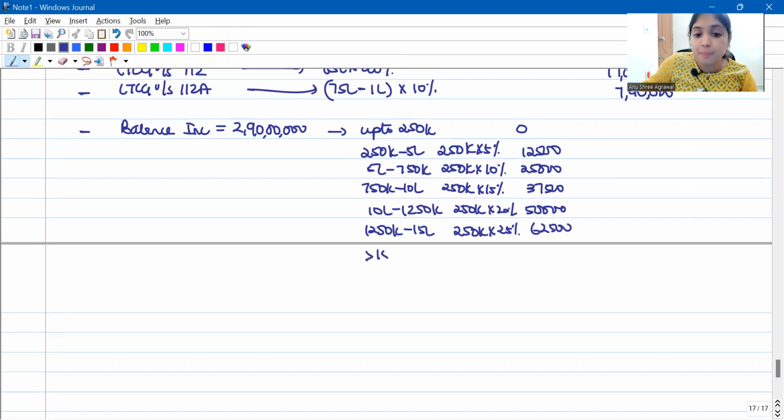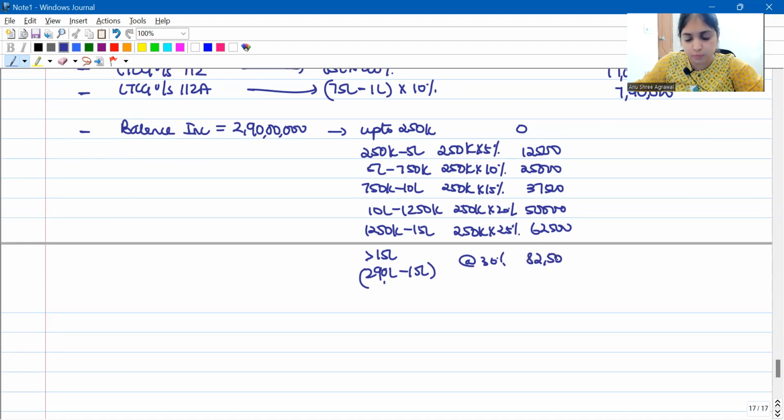Then on the balance above 15 lakhs, how much do we have? 2 crore 90 lakhs minus 15 lakhs, that is 2 crore 75 lakhs. On this at 30%, that's going to be 82 lakhs and 50,000. So what is our total tax? 12,500, 25,000, 37,500, 50,000, 62,500 plus 82 lakh 50,000. This is going to be 84,37,500.